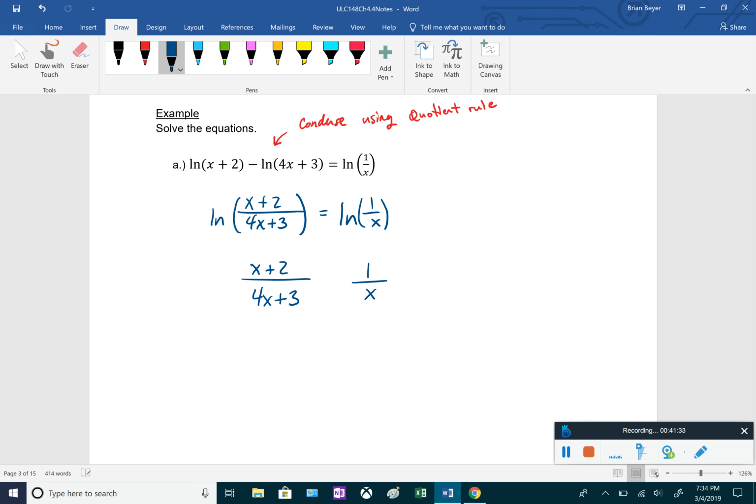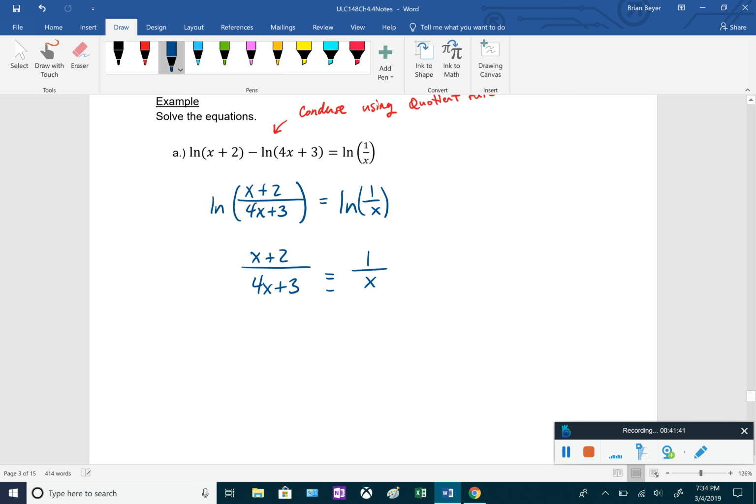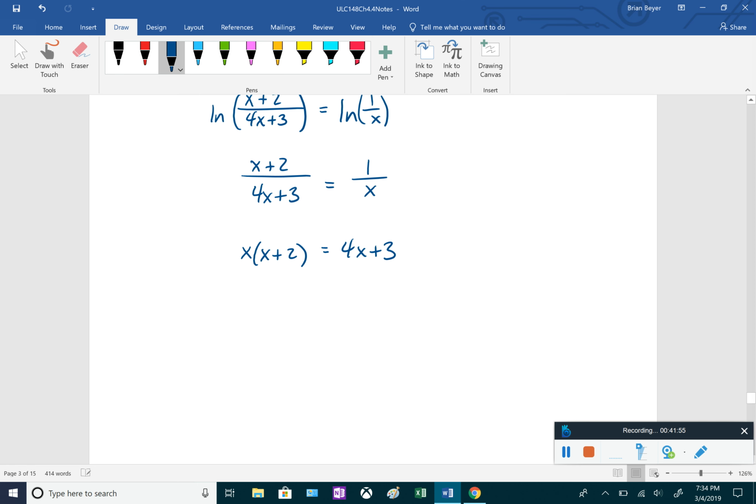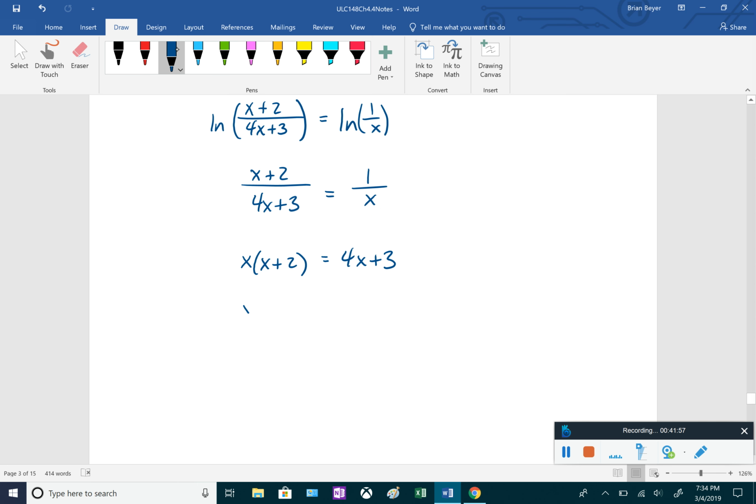So technically what we're doing there is like base e on both sides, because that cancels the ln's on both sides. So now we have a rational equation. So we're going to solve this by cross multiplying. So cross multiplying, we get x times x plus 2 equals 4x plus 3 times 1, so just 4x plus 3. And we're going to distribute the x and get x squared plus 2x equals 4x plus 3.